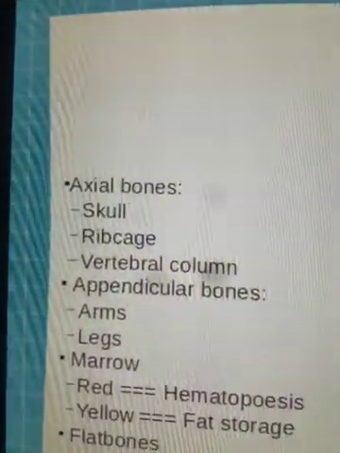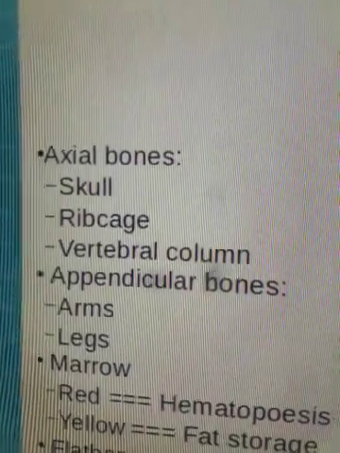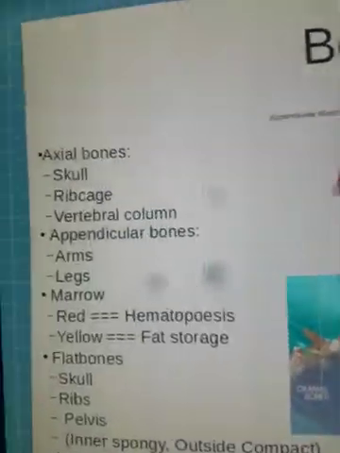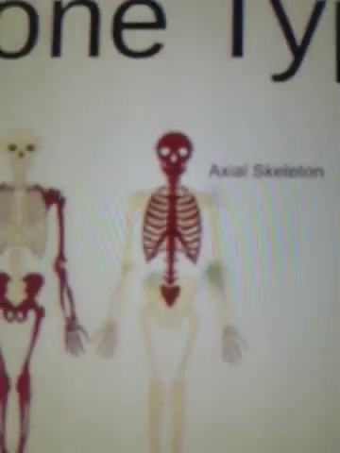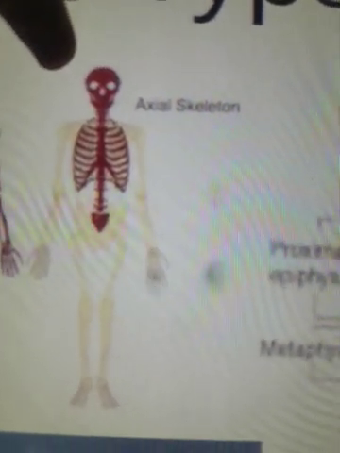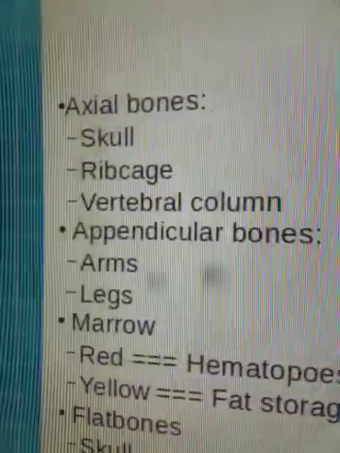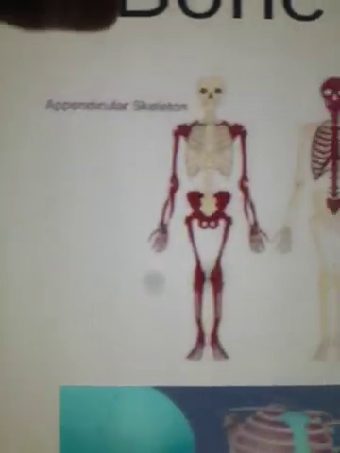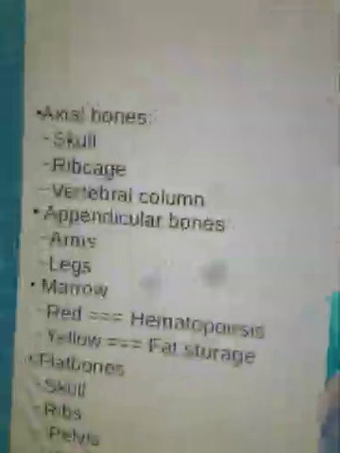And here we have some bone types. So we have axial bones. Axial comes from the axis of the body, which is the skull, the rib cage, and the vertebral column. Here, as you can see in red, the axial skeleton. And the appendicular bones, or the legs and the arms. So here you can see the legs and the arms, right, the shoulder.